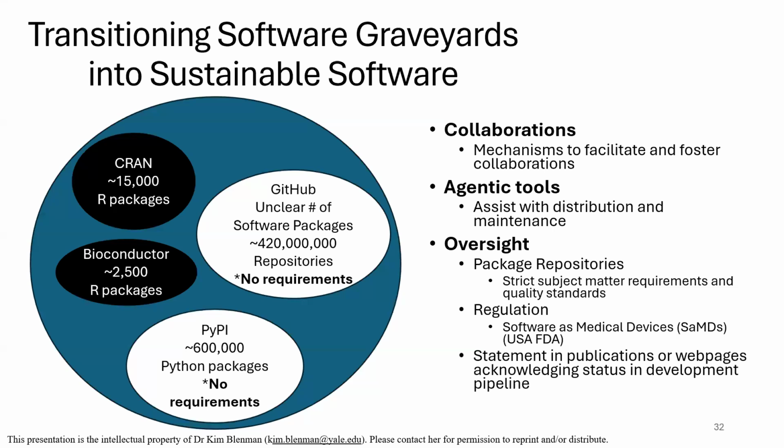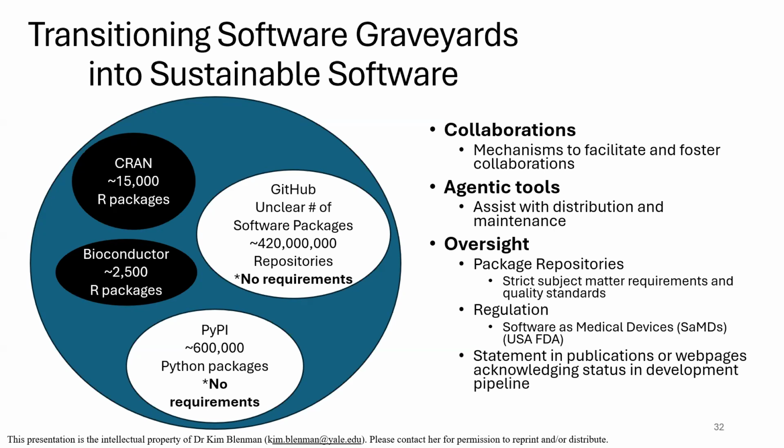So maybe we need to think about collaborations, have mechanisms to facilitate and foster collaborations. We may also want to think about leveraging agentic tools to assist, and I repeat, assist with distribution and maintenance. We may want to also rethink how we do the oversight of these tools.